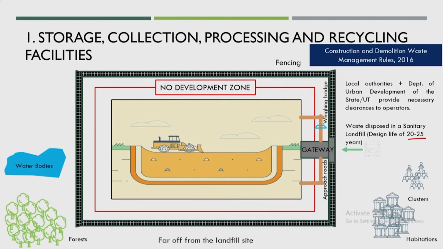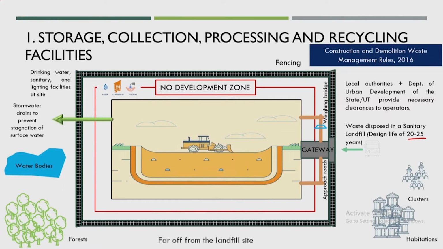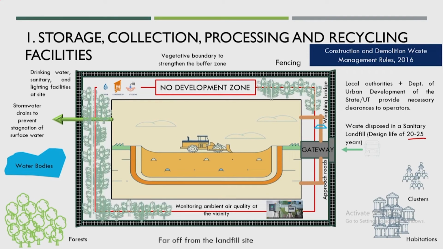weighing bridge, so that you know how much waste is entering those facilities, and provide proper facilities like water, sanitation and hygiene. See that storm water drains are prevented from entering that particular area, and also provide monitoring of ambient air quality in the vicinity, and go for proper plantations in the nearby area.